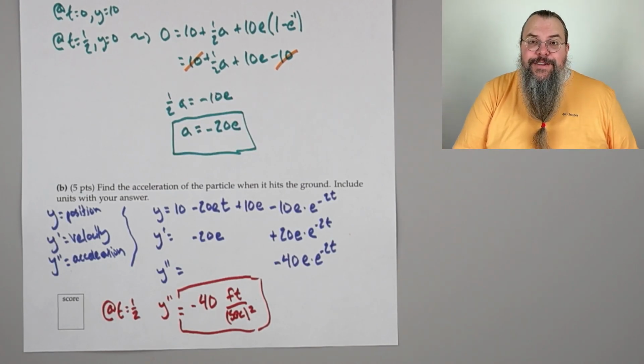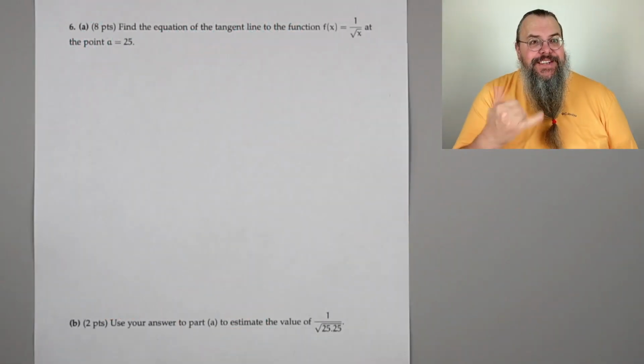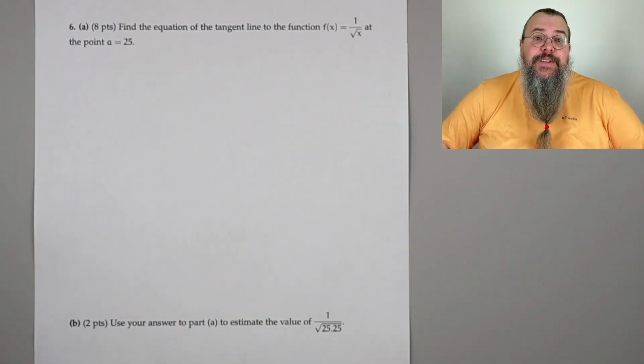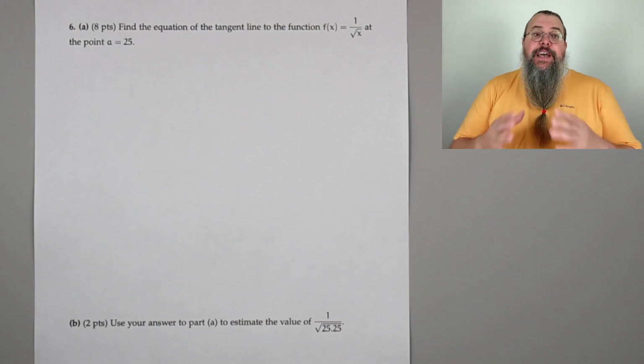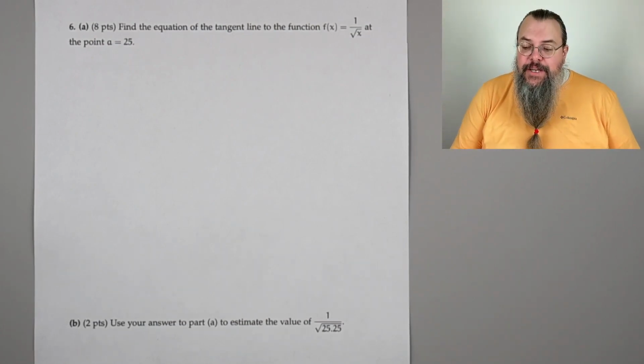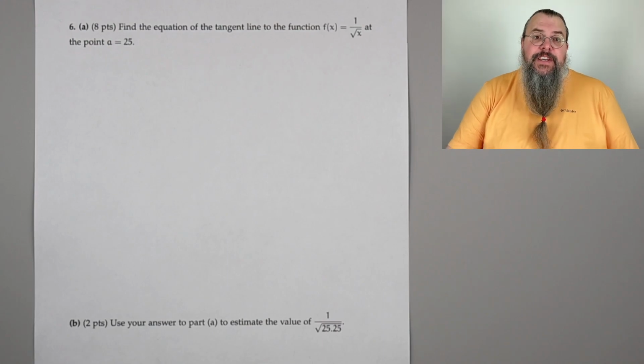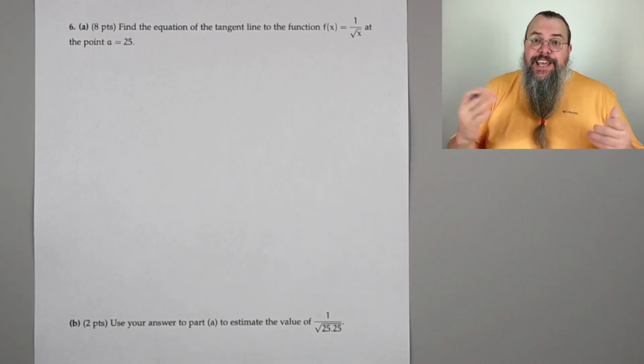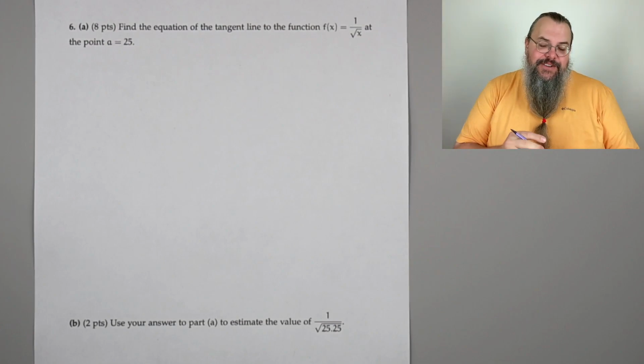So let's take a look at the next one. Number 6, find the equation of the tangent line to the function f of x equals 1 over square root of x at the point a equals 25. All right, good. So tangent lines, bread and butter of calculus 1.